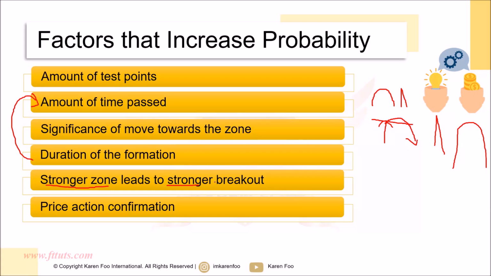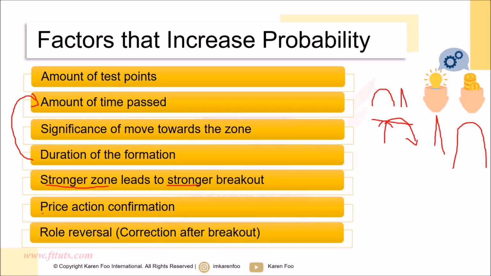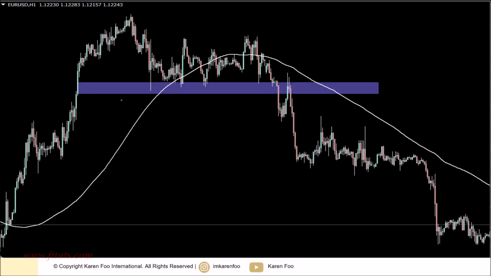And just understand that a stronger zone would lead to a stronger breakout. When there's a price action confirmation, it will increase the probability that the price would go the way you want it to go. And also when there's a role reversal, so when the resistance becomes support, that line will be called minor support. Okay, it's just a name for it. When there's a role reversal, for example resistance becomes support, support becomes resistance, there is a high chance there's going to be a correction after the breakout.